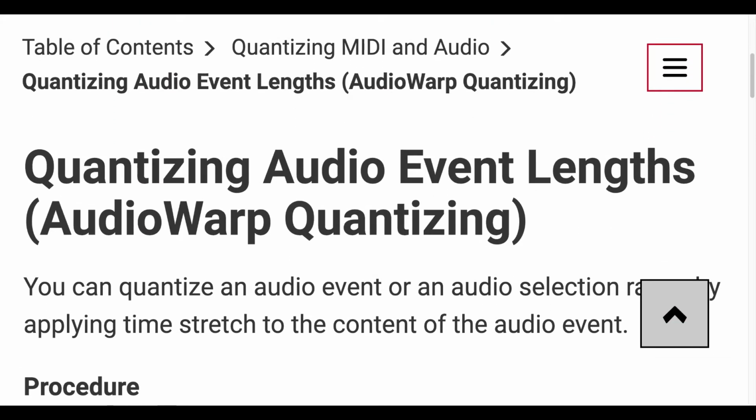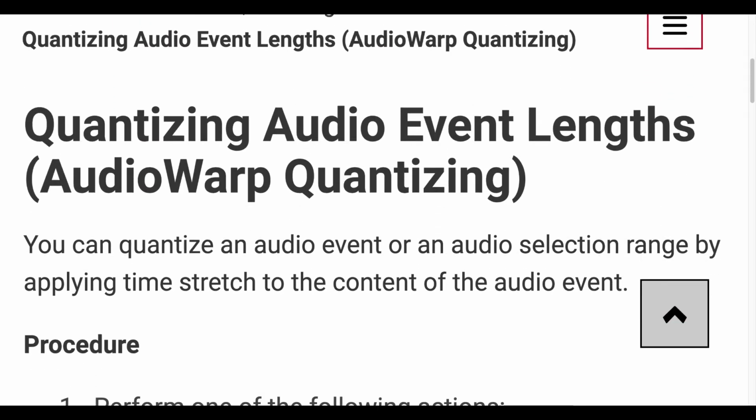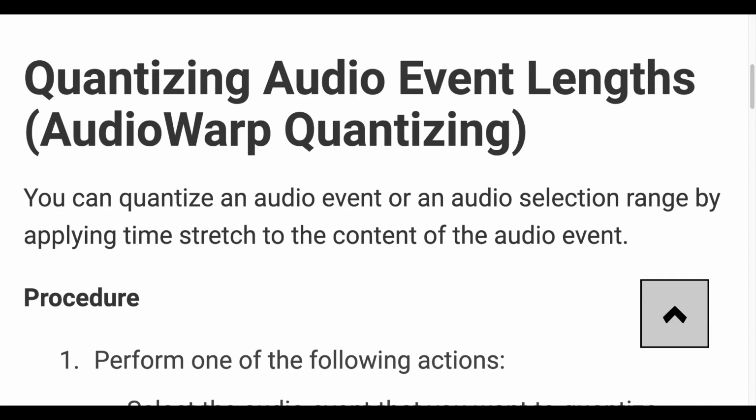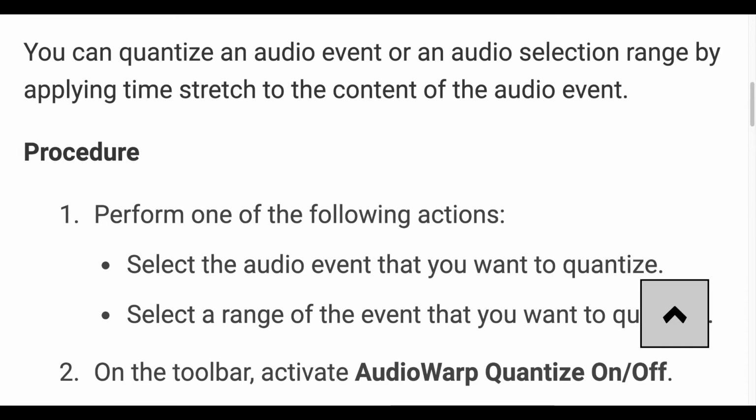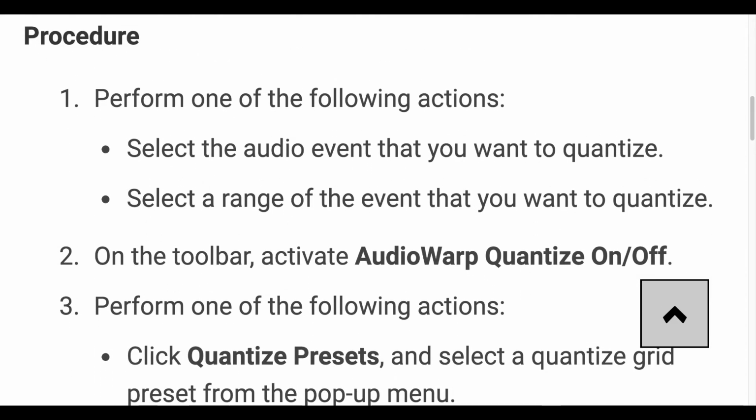Quantizing audio event lengths, audio warp quantizing. You can quantize an audio event or an audio selection range by applying time stretch to the content of the audio event. Procedure. Perform one of the following actions.